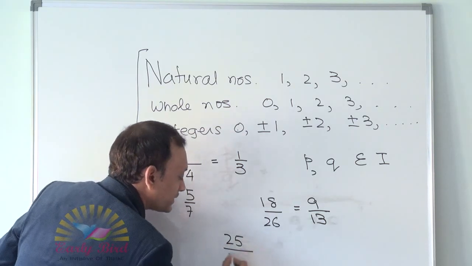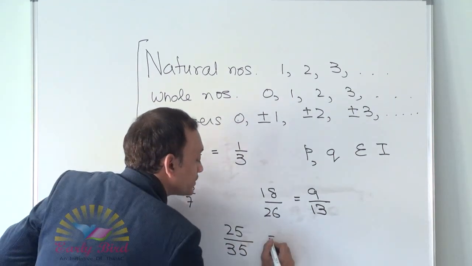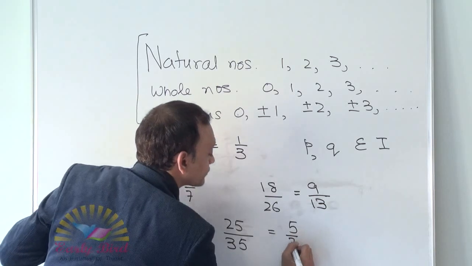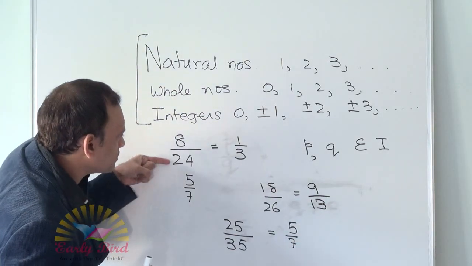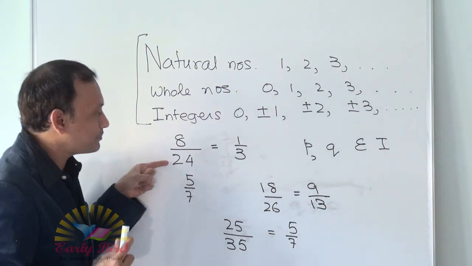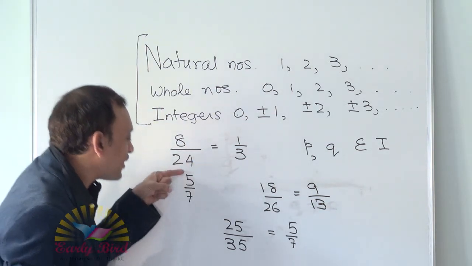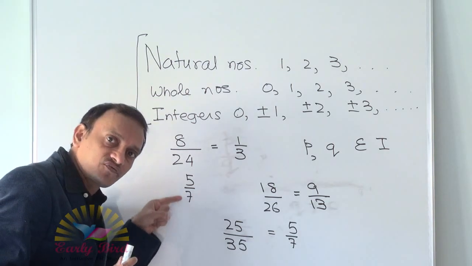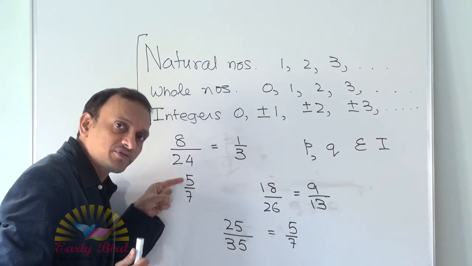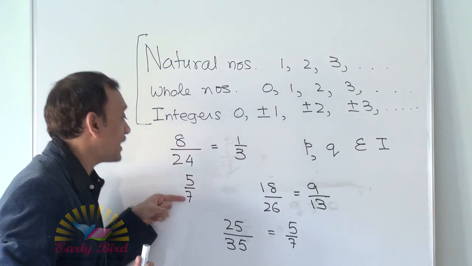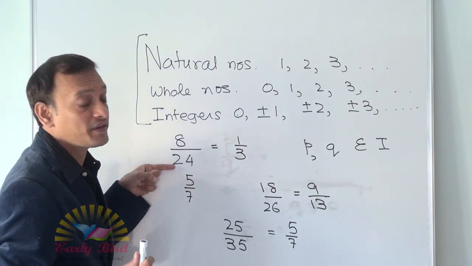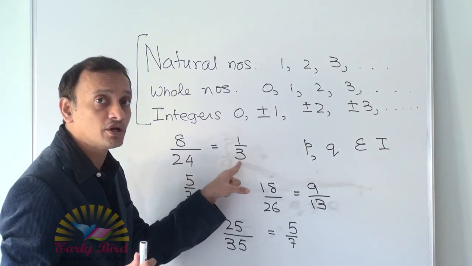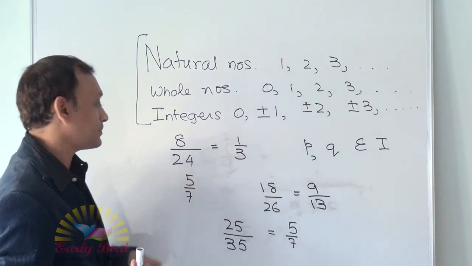25 by 35 could be written as 5 by 7, right? Now notice one thing. All rational numbers, 8 by 24 for example, can be written as 1 by 3. 5 by 7 is already in its lowest form, where there is no common factor between 5 and 7 that we could cancel. In this case, there was a factor 8 common between 8 and 24, and therefore we could cancel that and get to the lowest form of the rational number, which is 1 by 3.